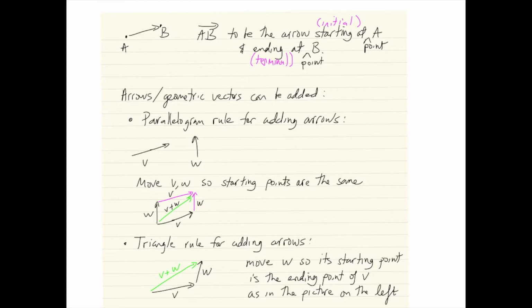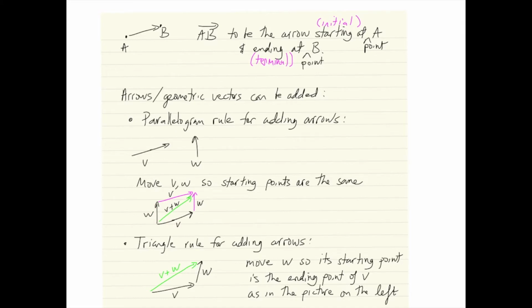Okay, then these arrows, or these geometric vectors, can be added. And how to do so? Well, there's a couple of ways. One is to use the parallelogram rule for adding arrows. So if you have two vectors v and w, again, that just means two arrows, and you want to add them, what you do is you make a parallelogram.